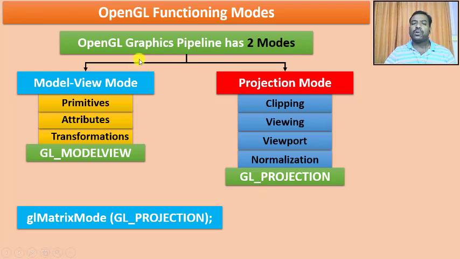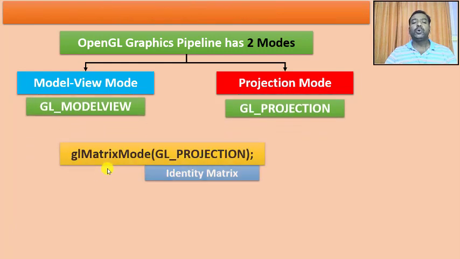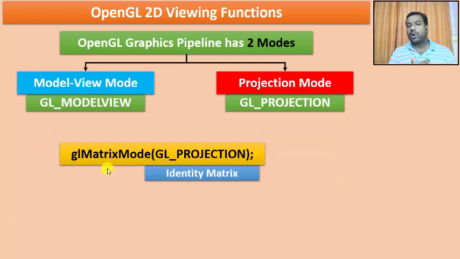If I want to swap this mode, I am going to use glMatrixMode, and I am going to pass GL_PROJECTION as a symbolic constant. And again, from this mode, if I want to shift back to the model view mode, then I use the same function, and I pass the parameter GL_MODELVIEW as a symbolic constant. Now these are the two modes it's always going to work in.